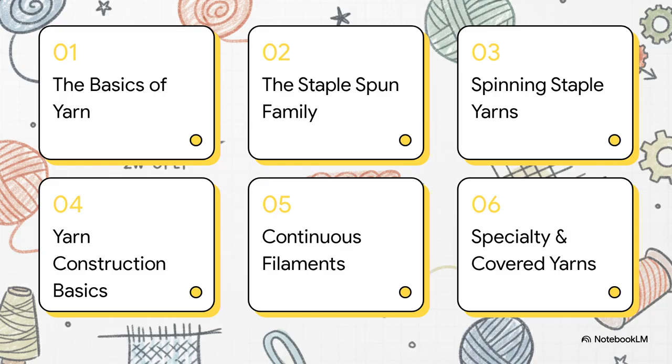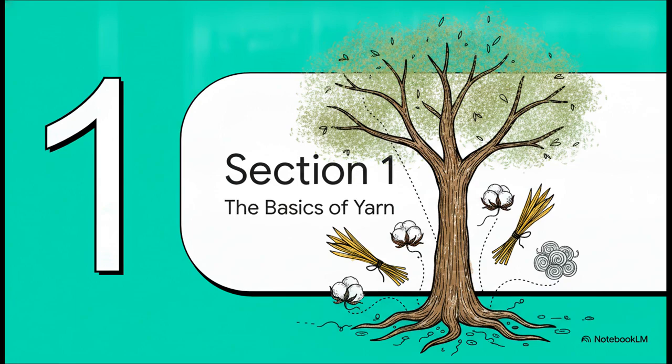Today, we're taking a taxonomic tree approach to break all this down. We'll be looking at the basics of yarn, the staple spun family, spinning staple yarns, yarn construction basics, the continuous filament family, and finally, specialty and covered yarns. All right, kicking things off with Section 1, the basics of yarn.